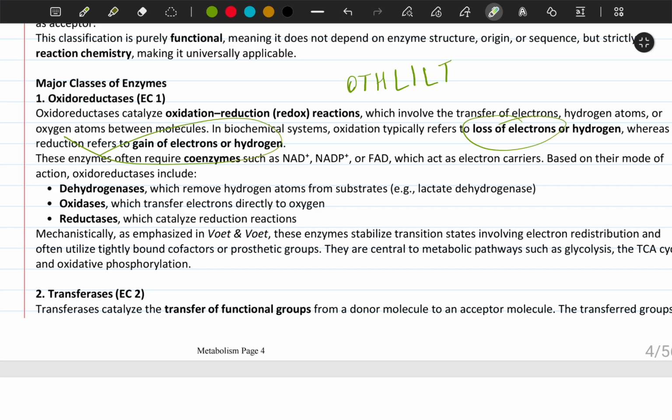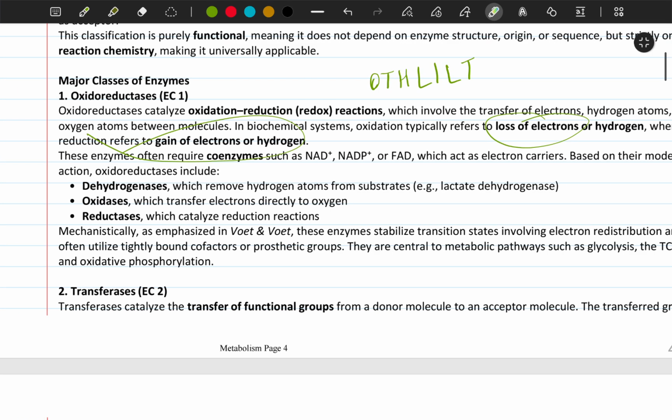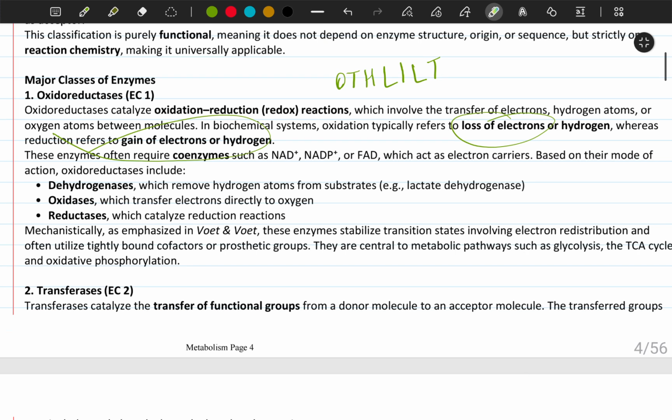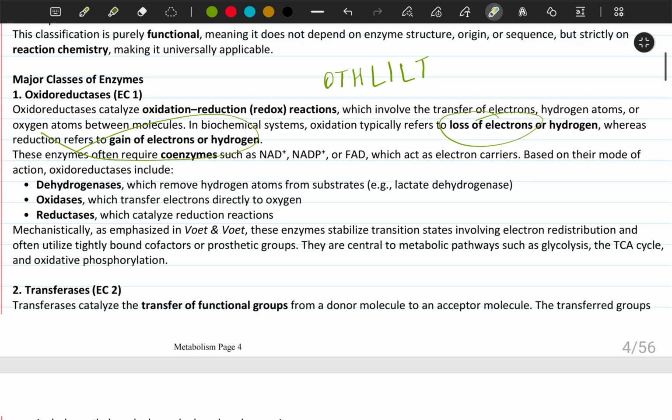Mechanistically, these enzymes stabilize transition states, involve electron redistribution, and often have tightly bound cofactors and prosthetic groups. These are central in metabolic pathways such as glycolysis, the TCA cycle and oxidative phosphorylation.